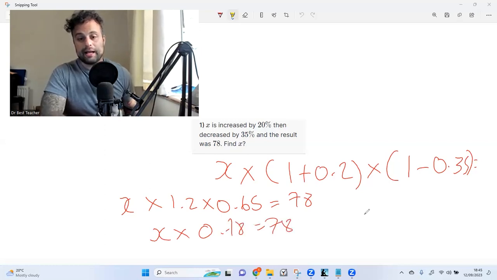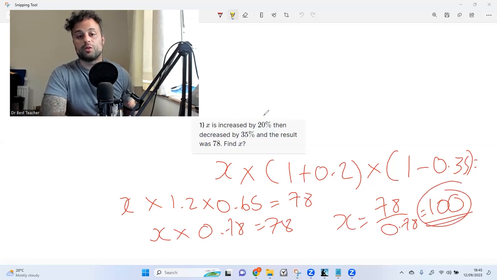So what is X? X will just be 78 divided by 0.78, and that will give me the answer 100. So we started with the number 100. That was the before value.